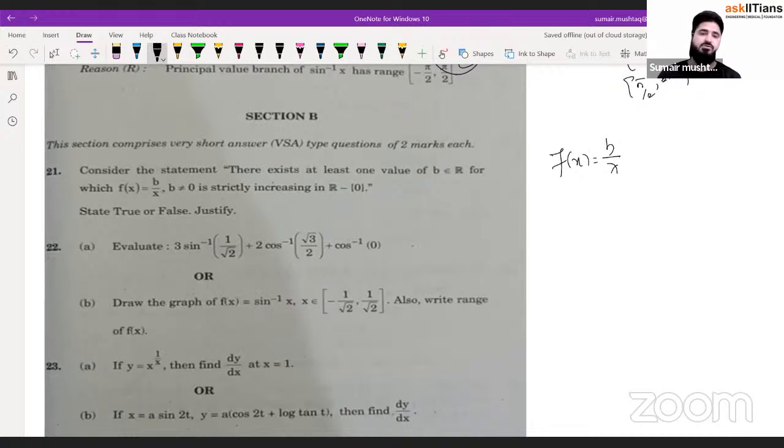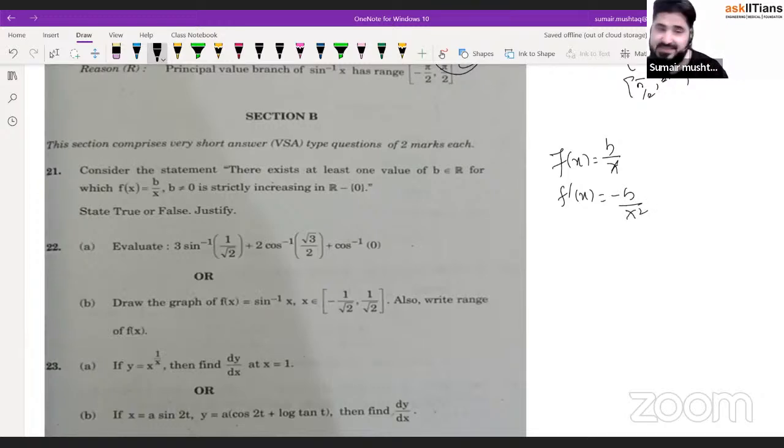B is not equal to 0. It's strictly increasing for R. It is saying there exists at least one value. If you can find any interval, if you can find any value, then it will be satisfied. This value will be true for that thing, right? Now, what you need to do, just differentiate this thing. This is f dash x is equal to minus b divided by x square.